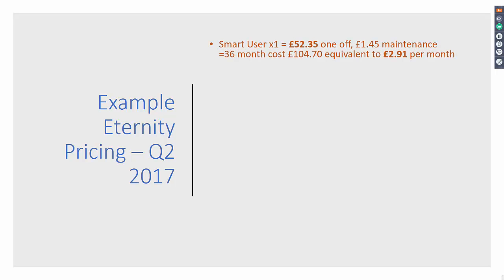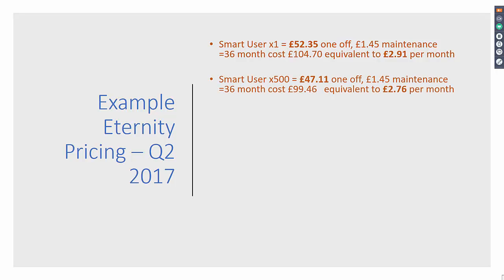Smart User, as I said, I'm going to use Smart User as an example here. All the other licenses have their own equation. We're happy to go through them with you in detail. But the Smart User as a one-by-one is £52.35. Add that to the monthly maintenance of £145, means your 36-month cost for that product is £104.70. That's an equivalent of £291 per month for the Smart User license.